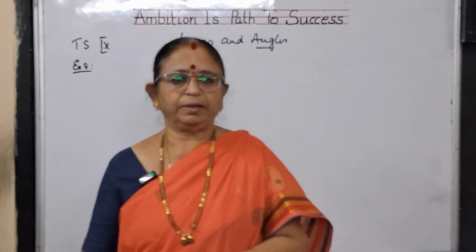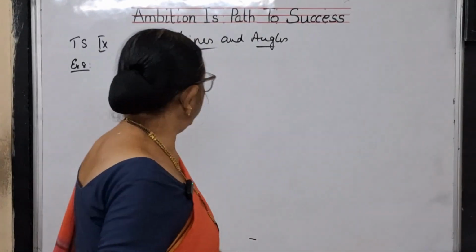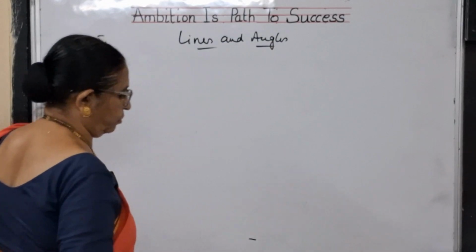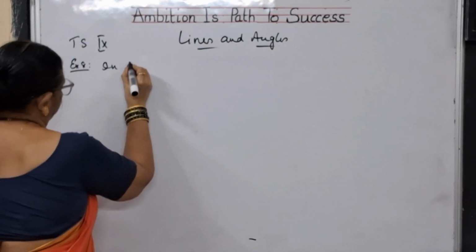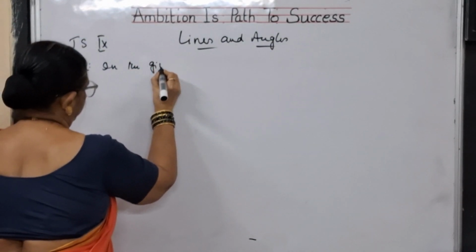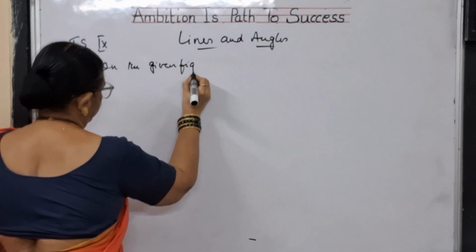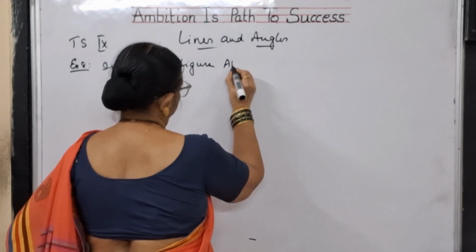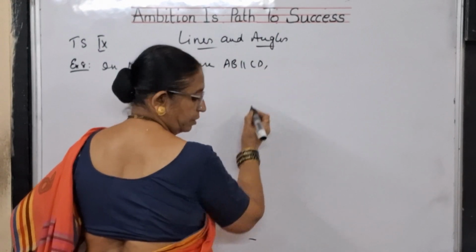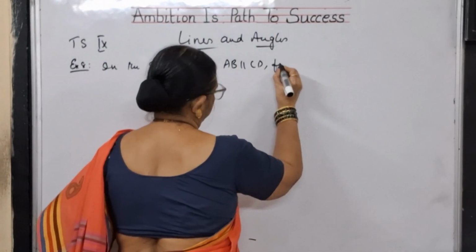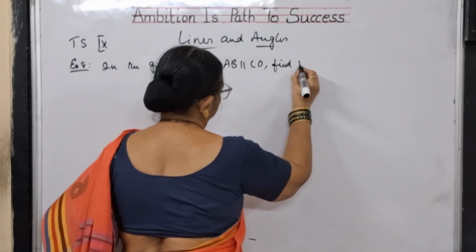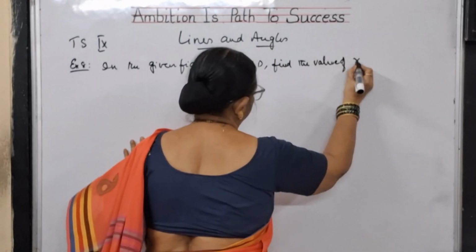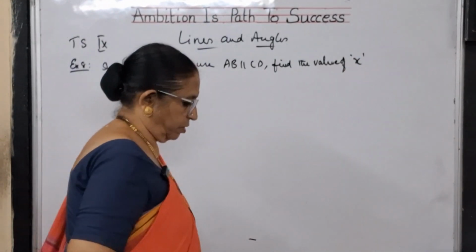I am now dealing with ninth class maths, lines and angles. In that exercise, example 8 I have to do. So, example 8 is: in the given figure, AB is parallel to CD. Find the value of x. This is the question.